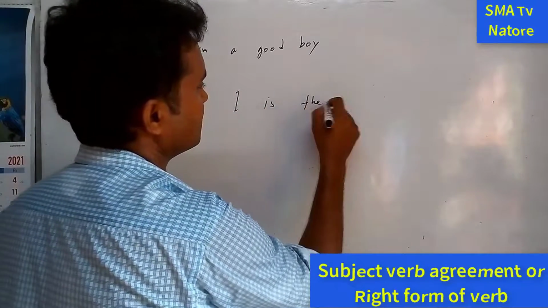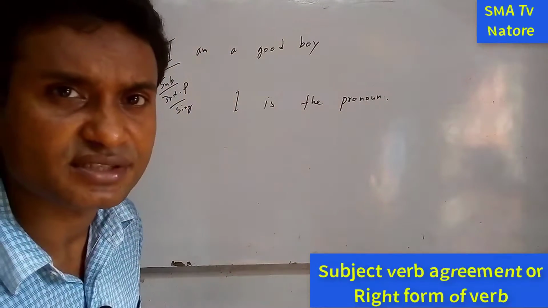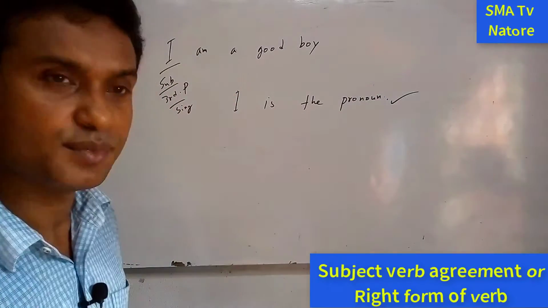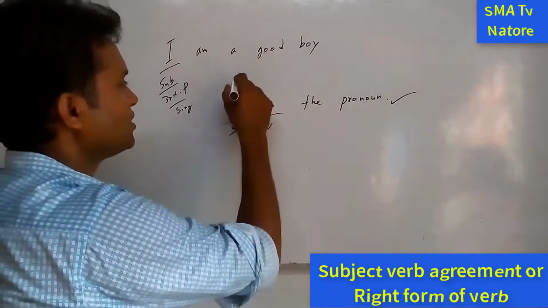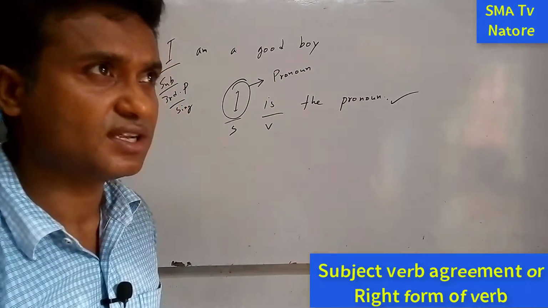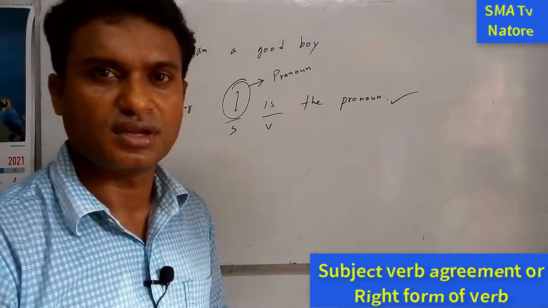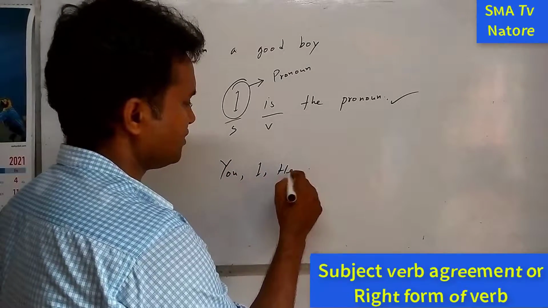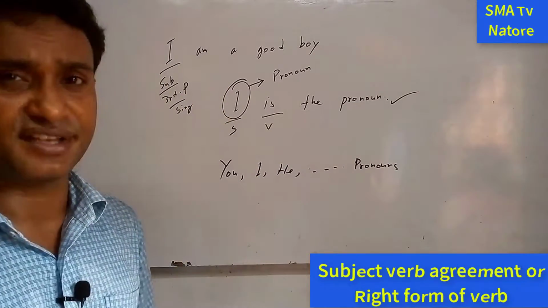But "I is the pronoun." Is it the correct sentence or the wrong sentence? Wrong? No, this is also a correct sentence. But why? Because this is the subject, the next one is the verb, and there is agreement. This verb is indicating the pronoun. It's not the subject like I. This one is indicating the pronoun. For example, you, I, he, these are the pronouns.